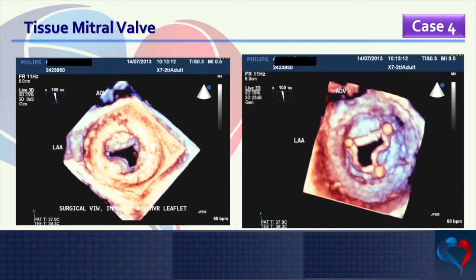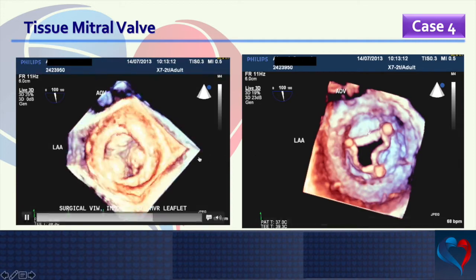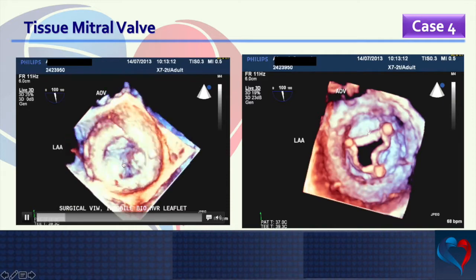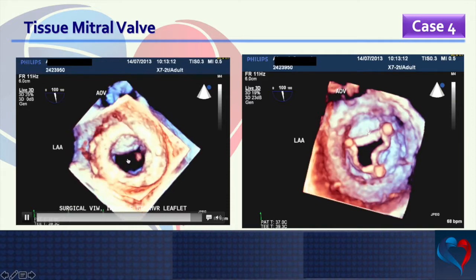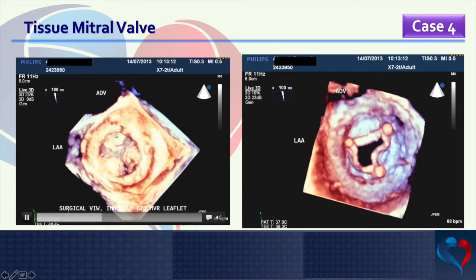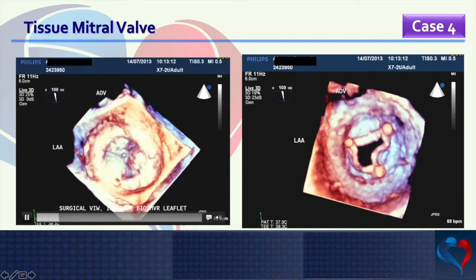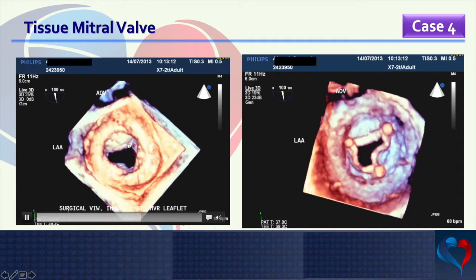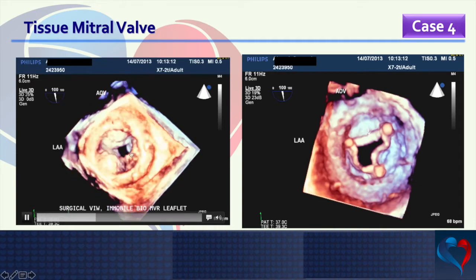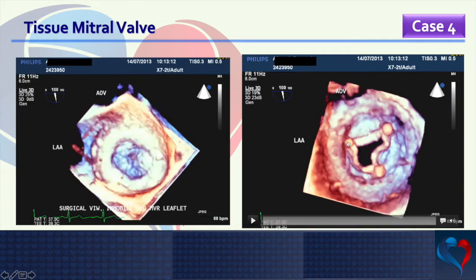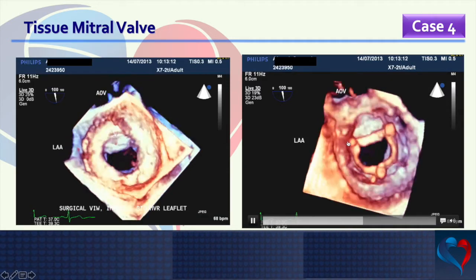Looking at three-dimensional echo, this is the tissue valve. These two leaflets are functioning very well, while this leaflet here, towards the anterior mitral valve leaflet, is not really functioning. So it is an immobile leaflet. This is another view from the LV side.